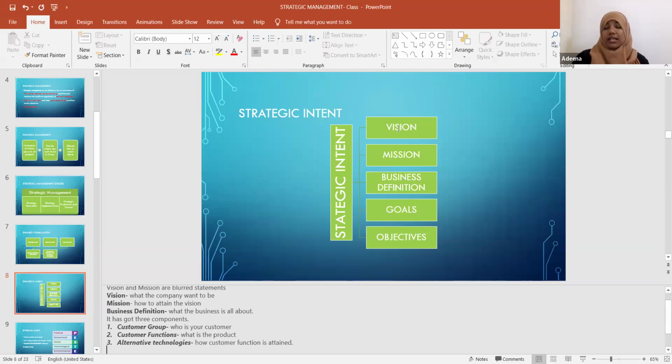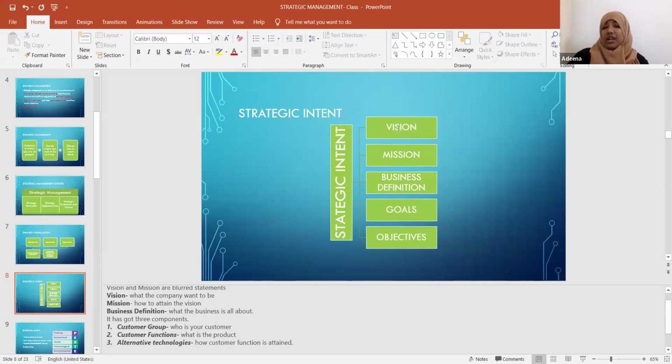Customer group is understanding who your customers are. Customer function is nothing other than your product. How you are retaining or acquiring your customer is the customer function. And alternative technologies is how the customer function is attained. So we have seen the business definition as well.